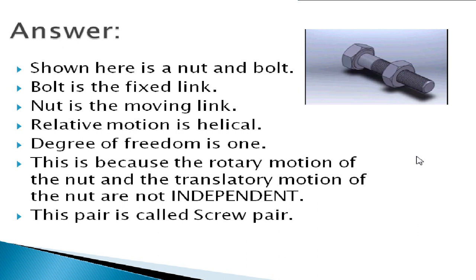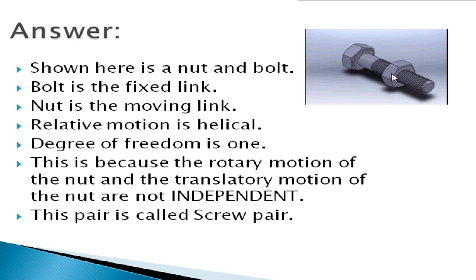An example of such an application is a screw jack. So the bolt is a fixed link. In this situation we considered the nut as the moving link, and we say that the relative motion is helical. To completely understand this, I would strongly encourage you to take a reasonably sized bolt, maybe an M12 bolt or so, and a corresponding nut. Try to move the nut and see.